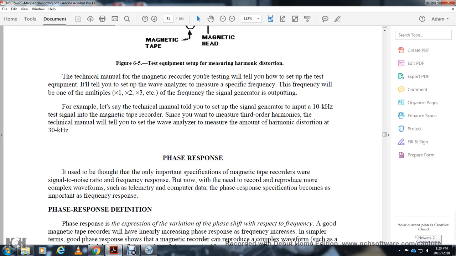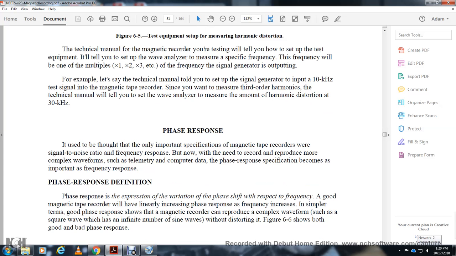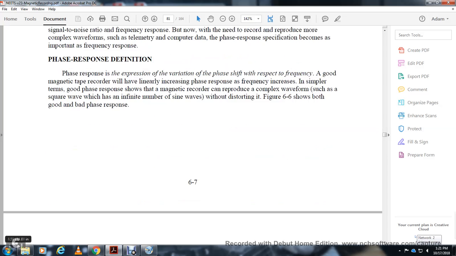Magnetic recorders come with specifications for frequency response and signal-to-noise ratio, but now you need to record and reproduce more complex waveforms, such as in telemetry computers, so you need a phase response specification between important frequencies. The important point is the phase relationship definition. Phase relationships vary with frequency, and a magnetic recorder with a linear phase relationship can reproduce complex waveforms such as a square wave without destroying them, whereas a bad phase response will distort them.